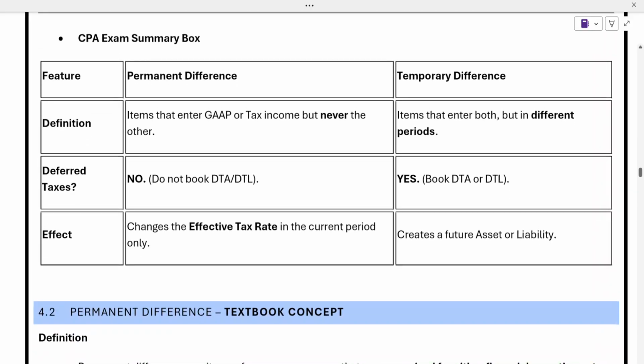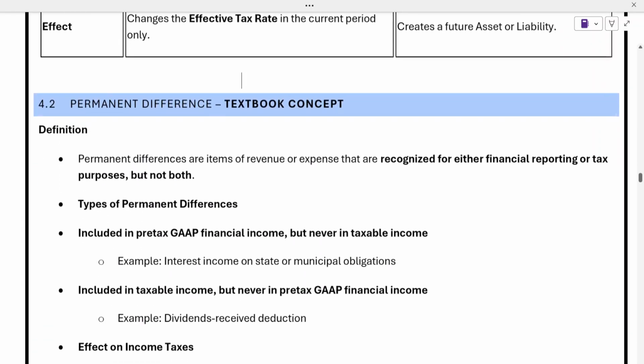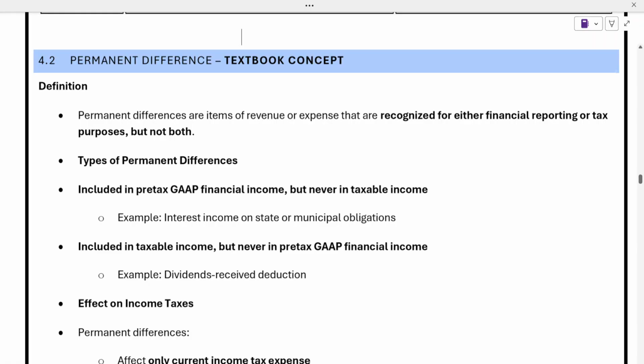Now let's see the summary for this. What the summary simply says, you can read through, so there is nothing very much different from what I said. So let's go through the textbook concept wherein these things are written. Okay, so the textbook simply says that permanent differences are items of revenue or expenses that are recognized for either financial reporting or tax purposes but not both. So they are in either financial reporting or tax purposes but not in both.